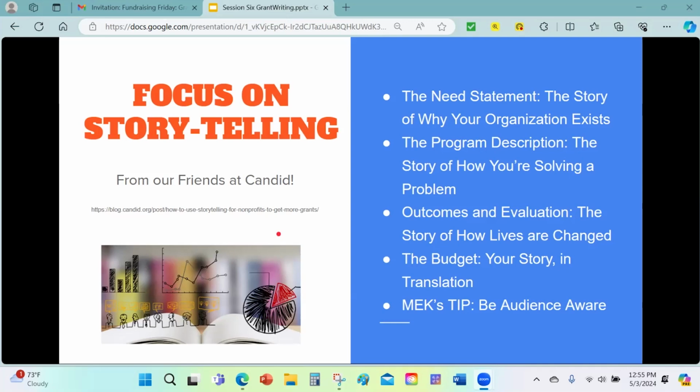It's your story, but supported by the budget. How is that budget supporting your story? And again, be audience aware, right? That's my one big tip, be audience aware.